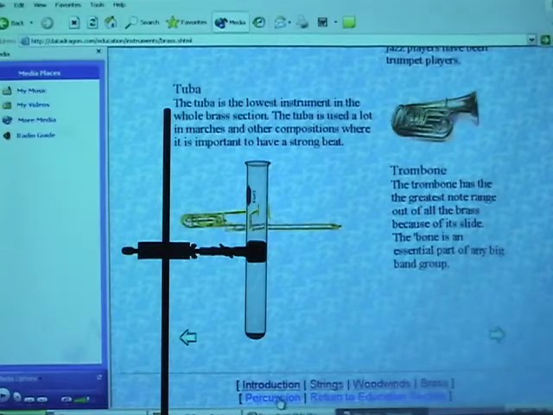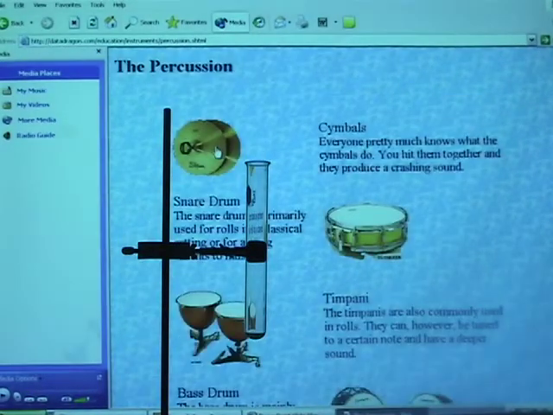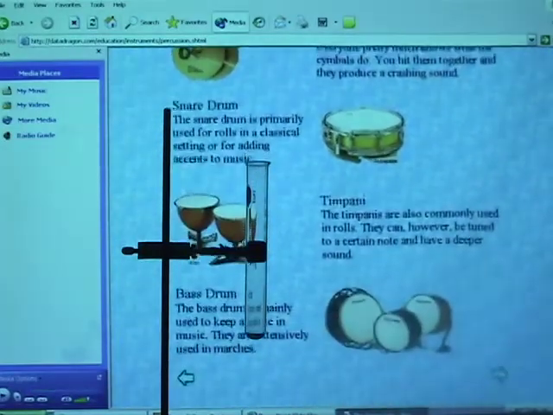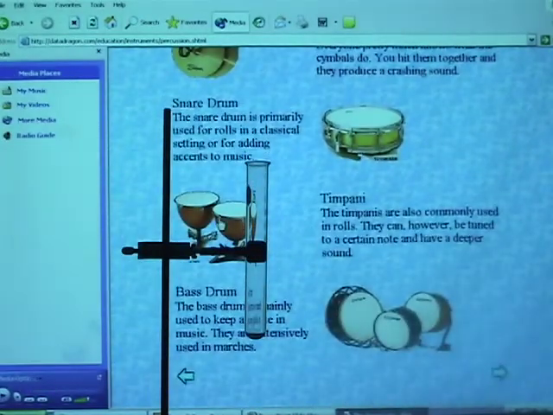Let's listen to some percussion instruments. Cymbals. How about snare drum? Well, alright, just one more drum.